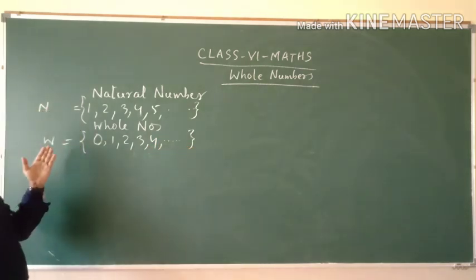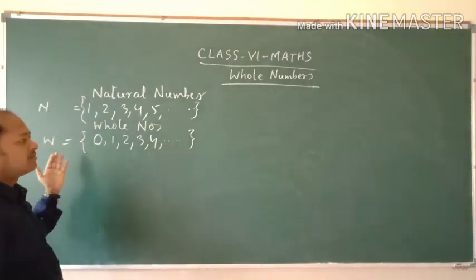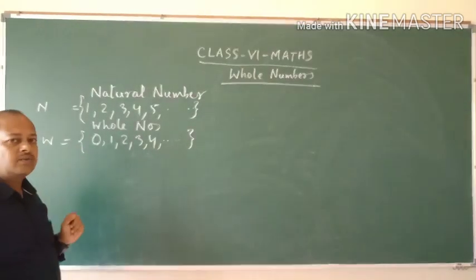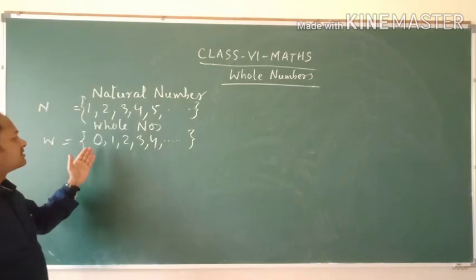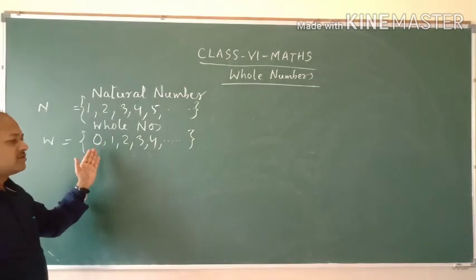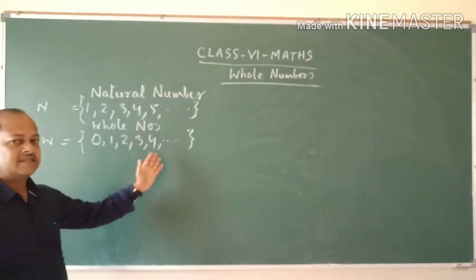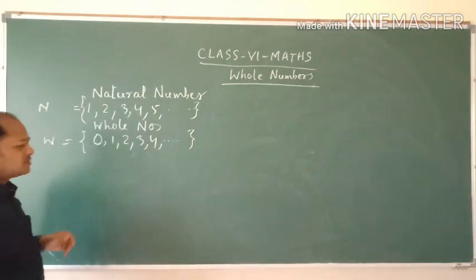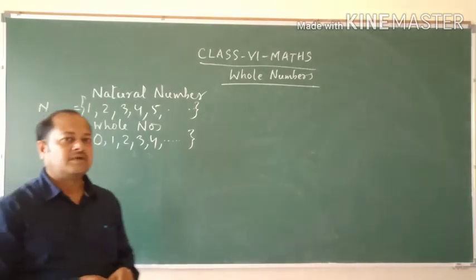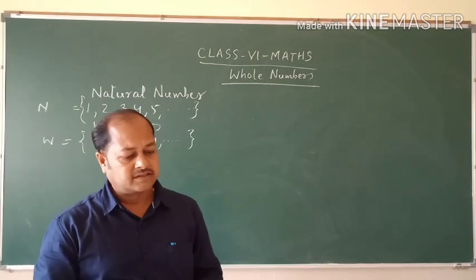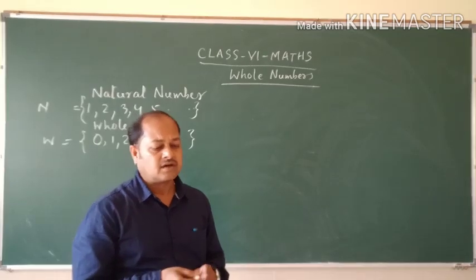In the last class we already discussed natural numbers and whole numbers, but in this class we will discuss the whole numbers in detail. Our whole numbers start from 0, so 0 is the smallest whole number, and the largest is infinity. In this class we will discuss some properties of whole numbers. First are the operations on whole numbers.